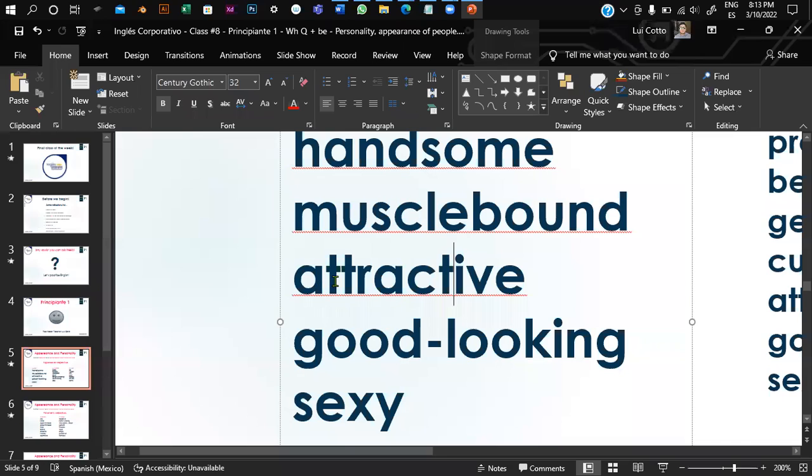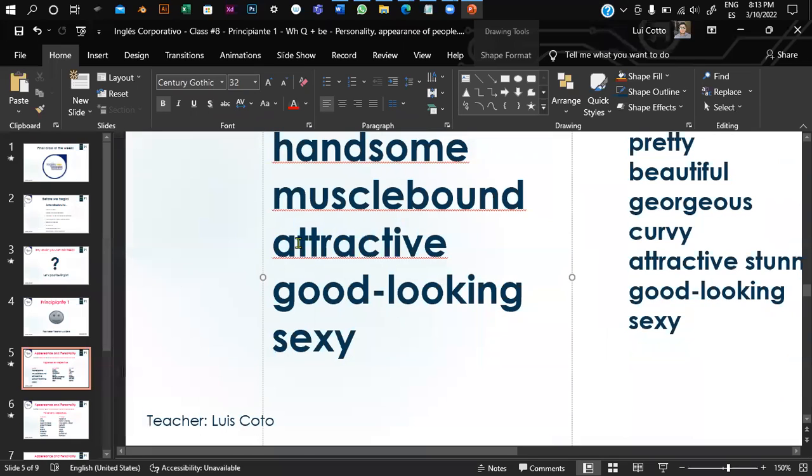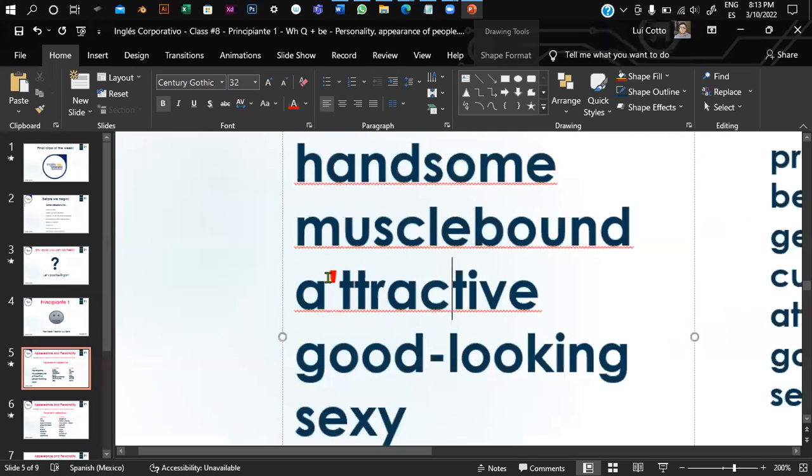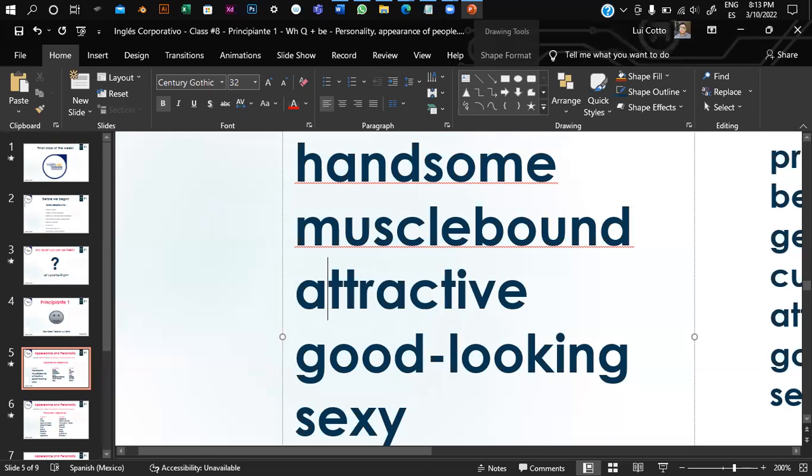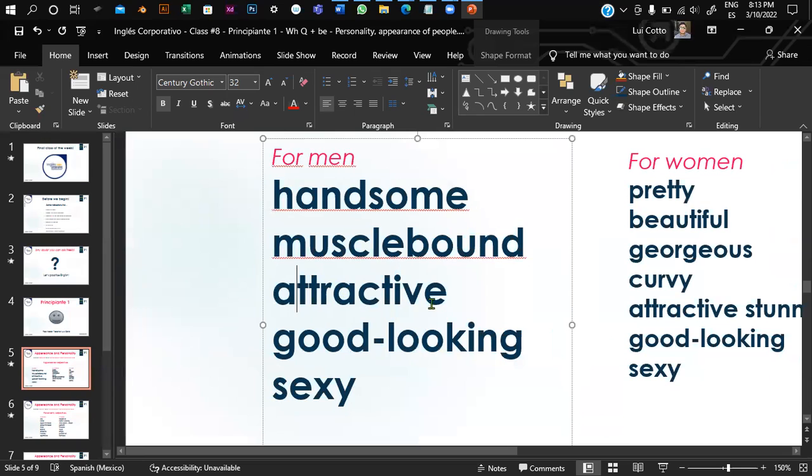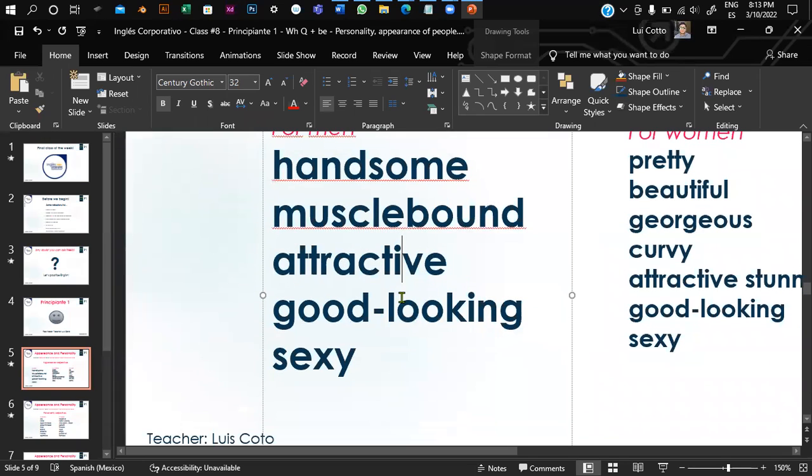Attractive. Okay, where is the stress? Where is the stress syllable? Remember the stress. Attractive or attractive? Attractive, on the second syllable here. It is not attractive, it is attractive. The phonetic is here. See? There is the comma, the pronunciation, the stress. Attractive. Okay, he's attractive. Next.